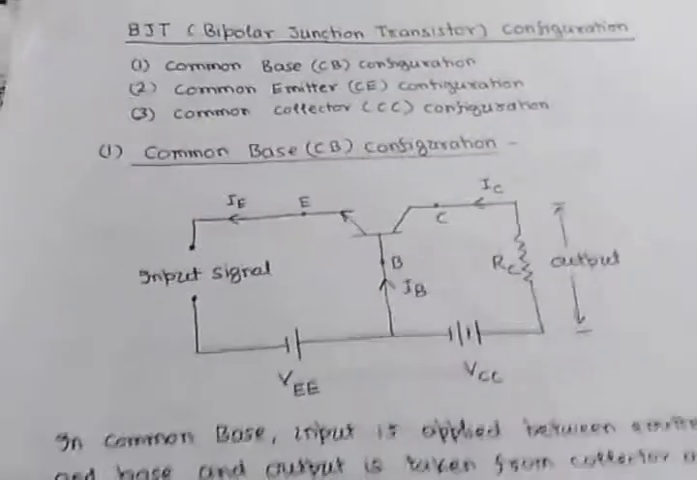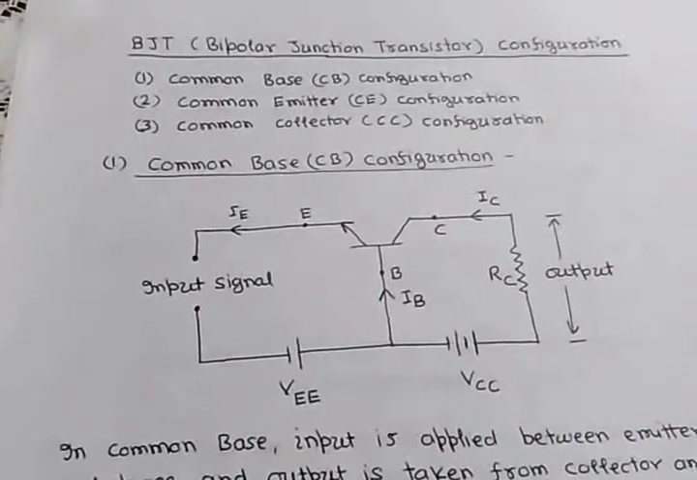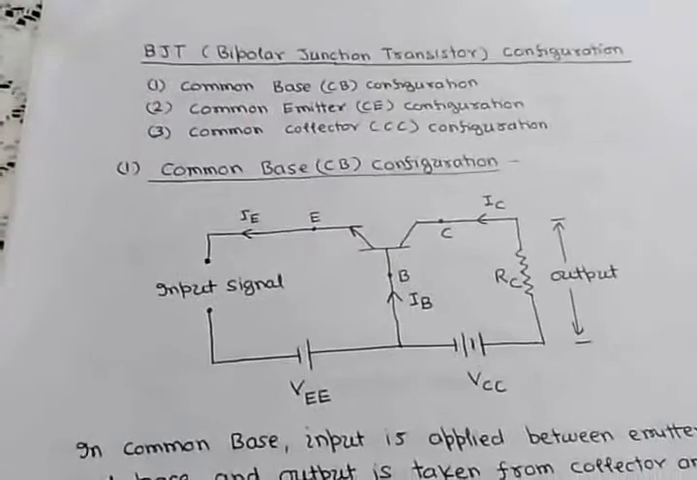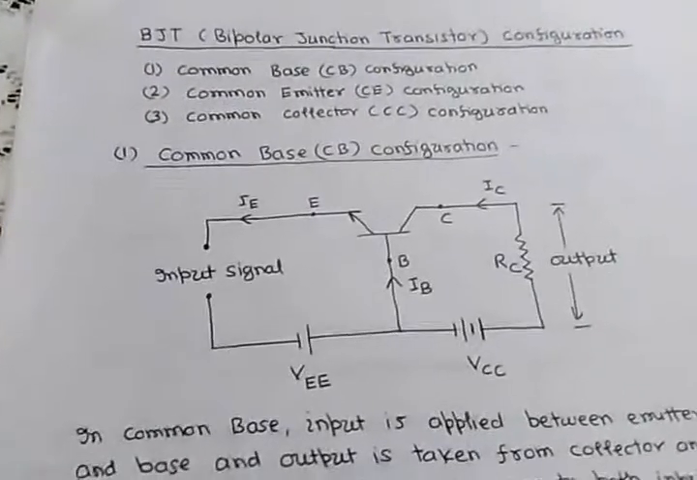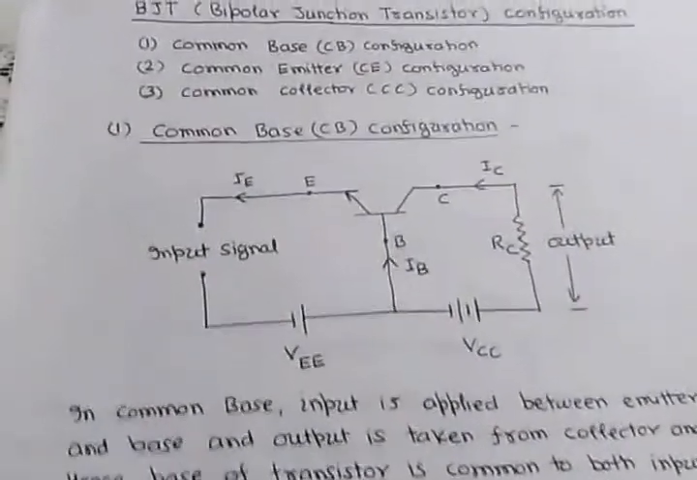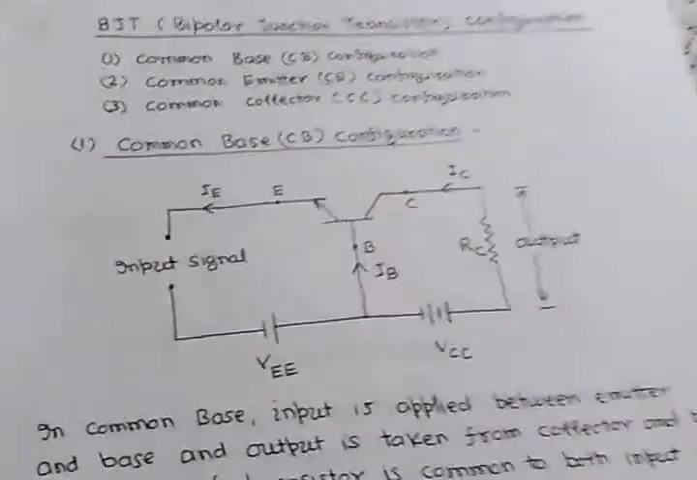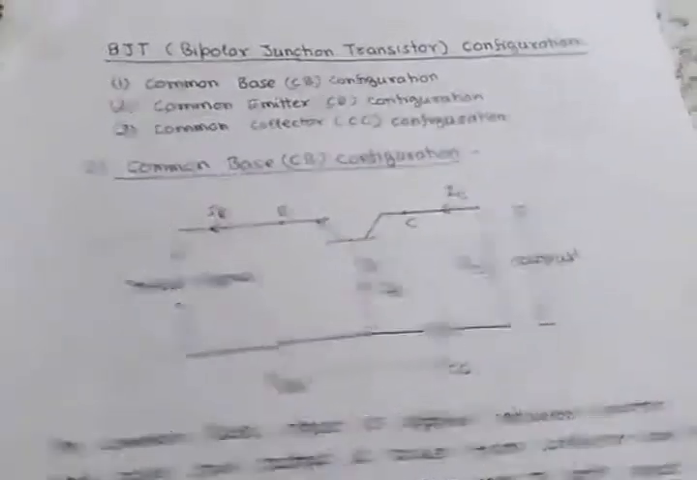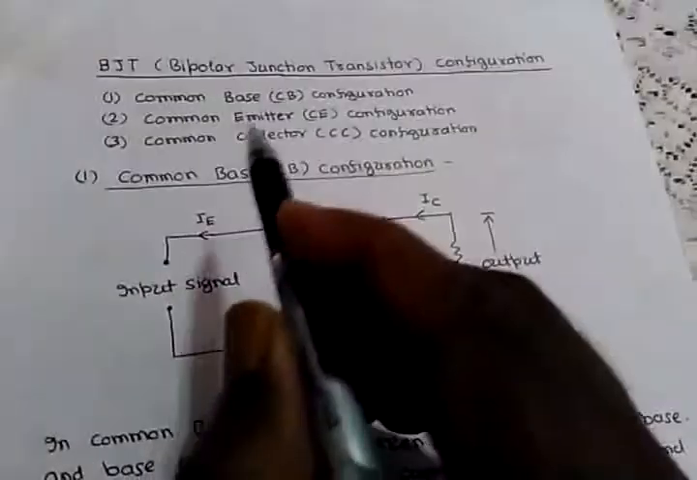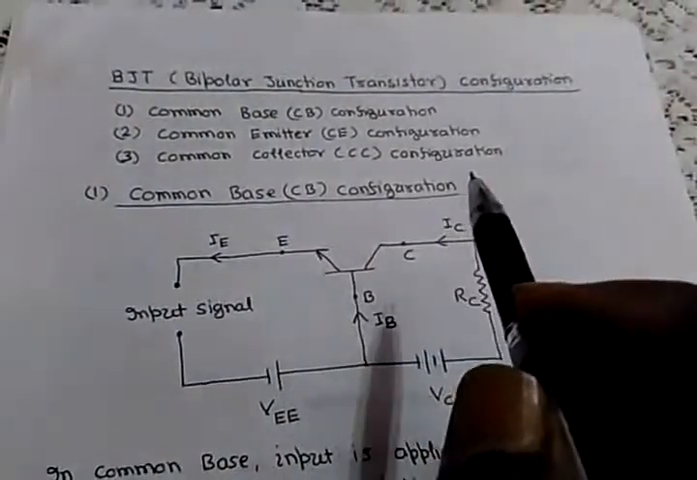In this video, we will discuss bipolar junction transistor configuration. Transistor configuration means the way of using a transistor in the circuit. There are three types of transistor configuration: common base configuration, common emitter configuration, and common collector configuration.